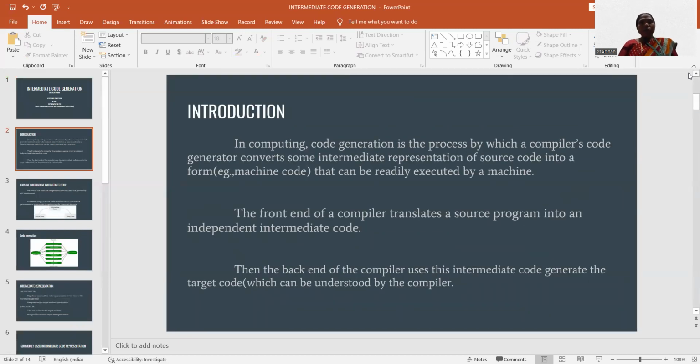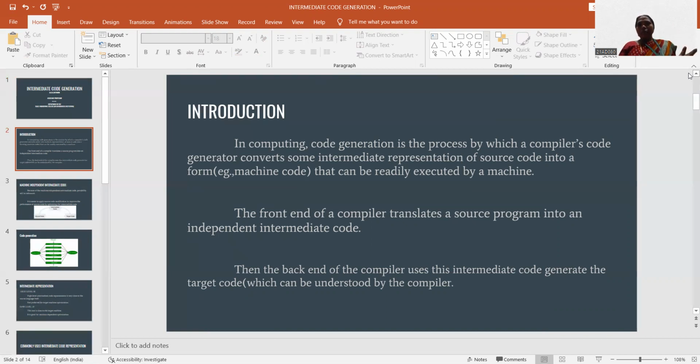Okay, first is the introduction part. In computing, code generation is the process by which a compiler's code generator converts some intermediate representation of source code into a form, for example machine code, that can be readily executed by a machine. The front end of a compiler translates a source program into an independent intermediate code. This intermediate code generation, as you all know, plays a very major role.